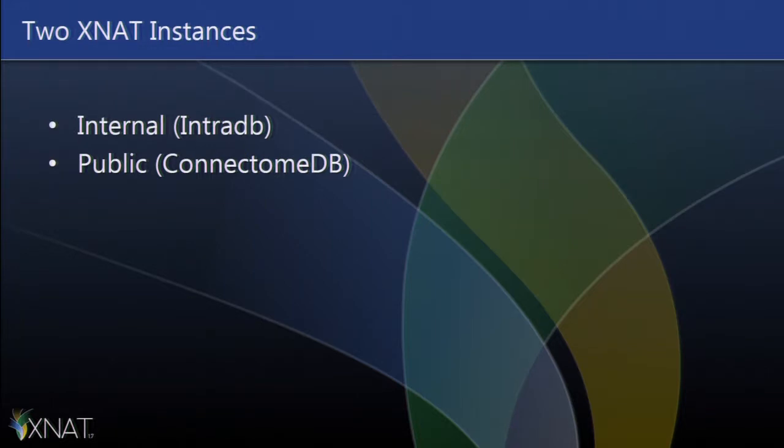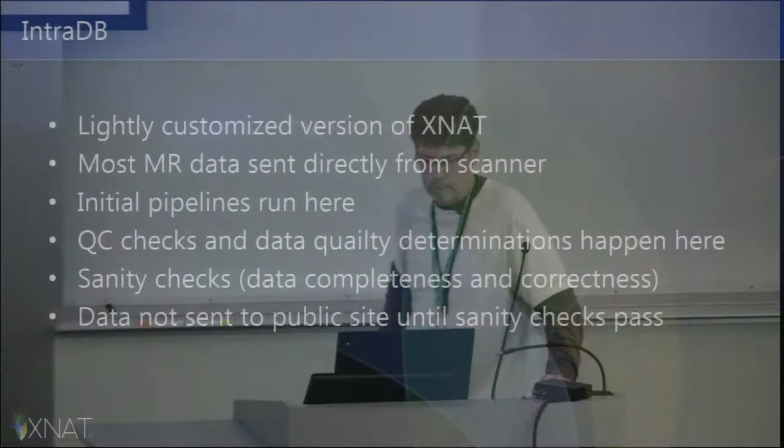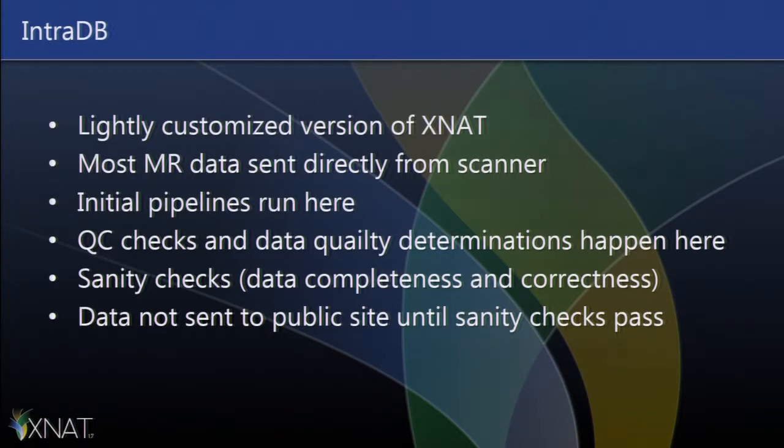So we have two XNAT instances to run the Connectome project. One is internal, and the other is the public-facing site. A little bit about the internal site. It's a lightly customized version of XNAT. It's not far from a standard XNAT. We're running 1.6.5 currently. One of the simplifying things of the Connectome project, it's a ton of data, but we're not using a bunch of scanners. Really most of the data came from a 3T scanner here and the 7T scanner in UMinn.